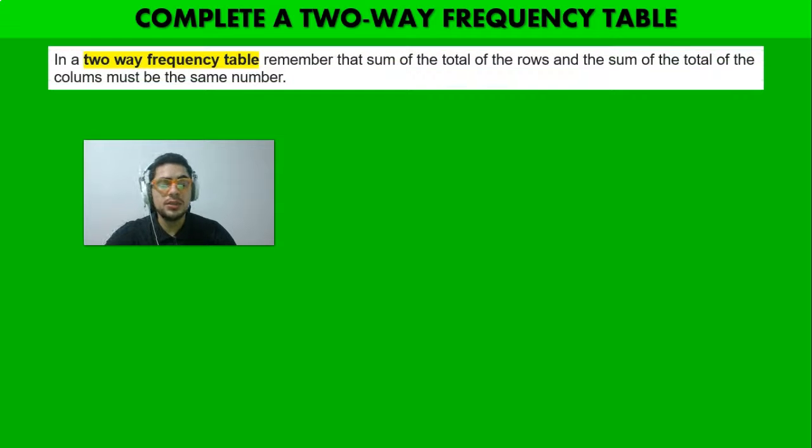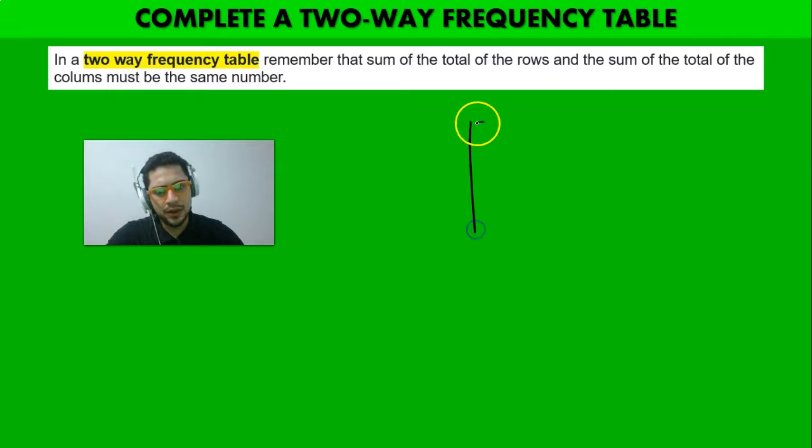So guys, the first thing we have to remember about completing a two-way frequency table is taking into account the following. In a two-way frequency table, you guys have to remember that the sum of the total of the rows and the sum of the total of the columns must be the same number, right?